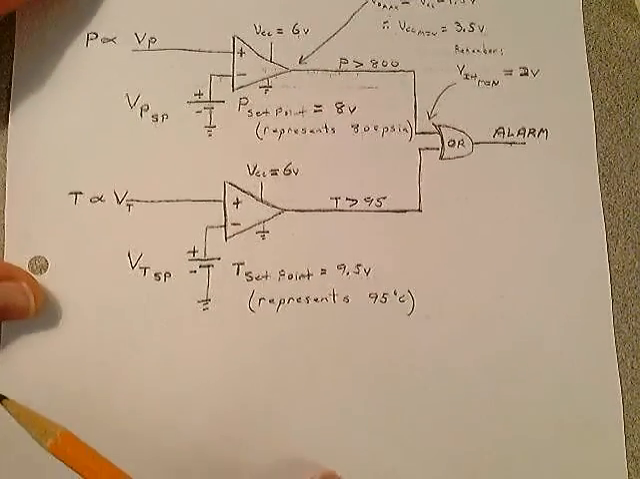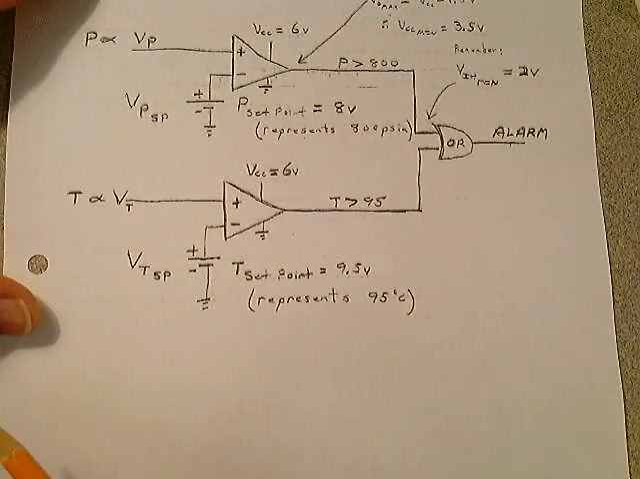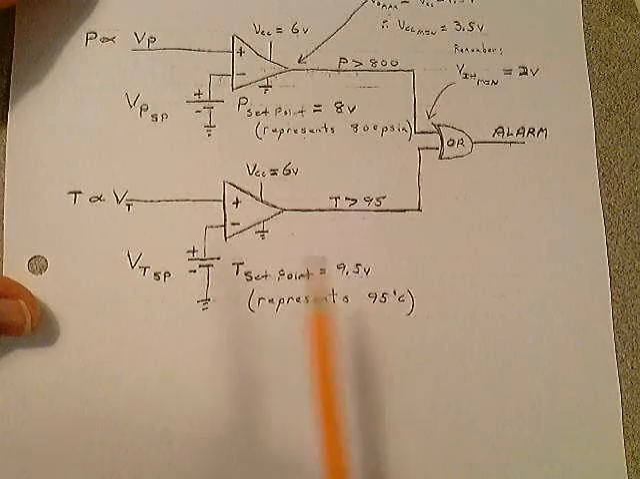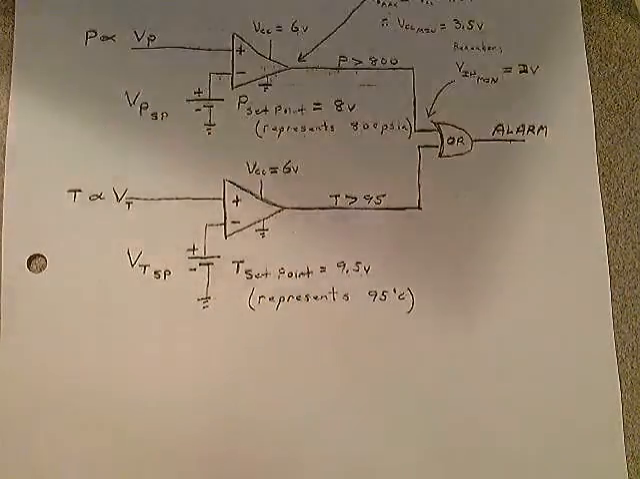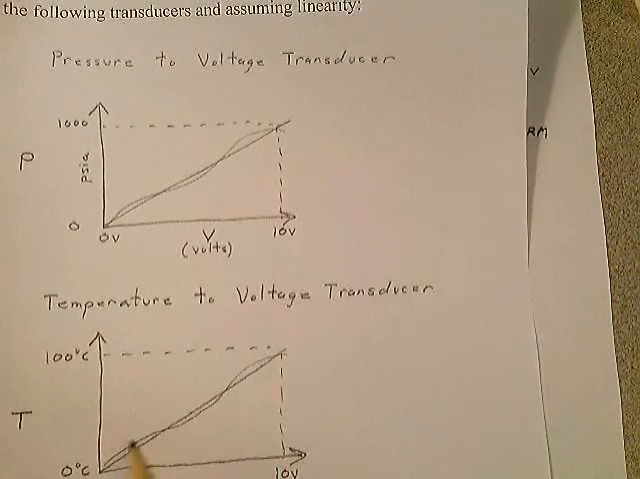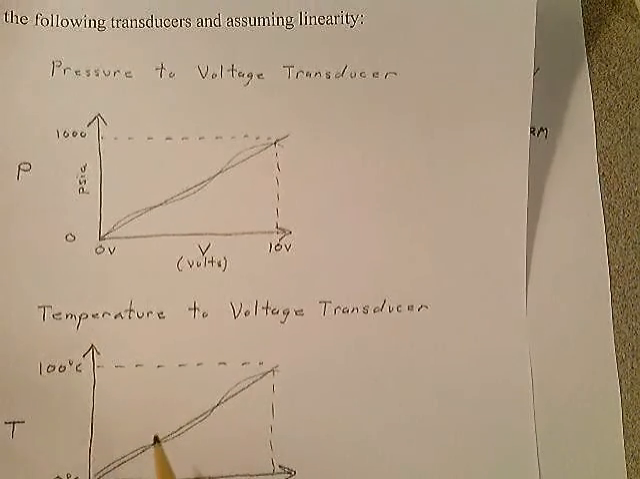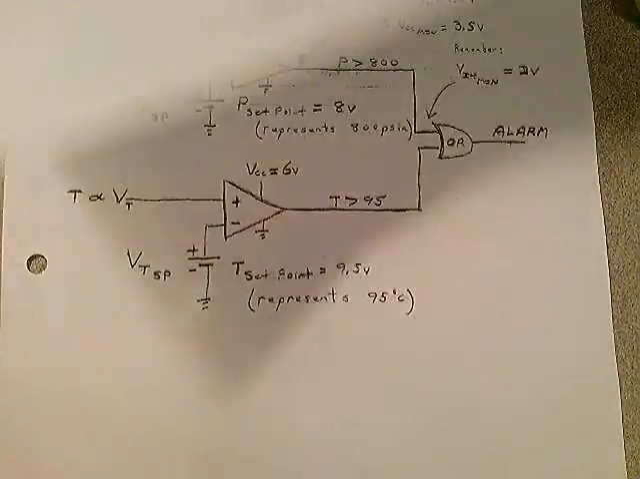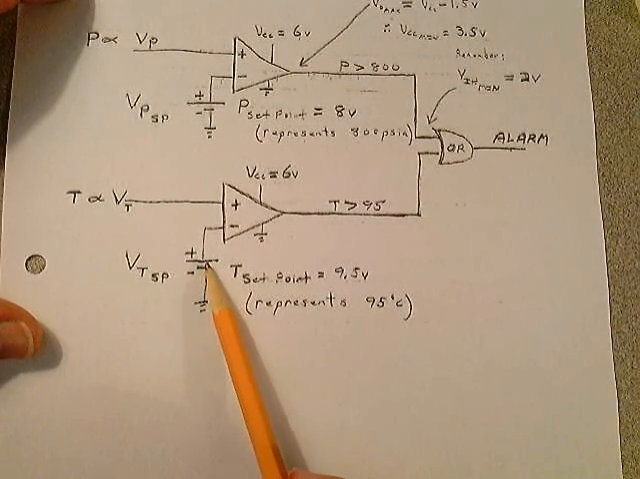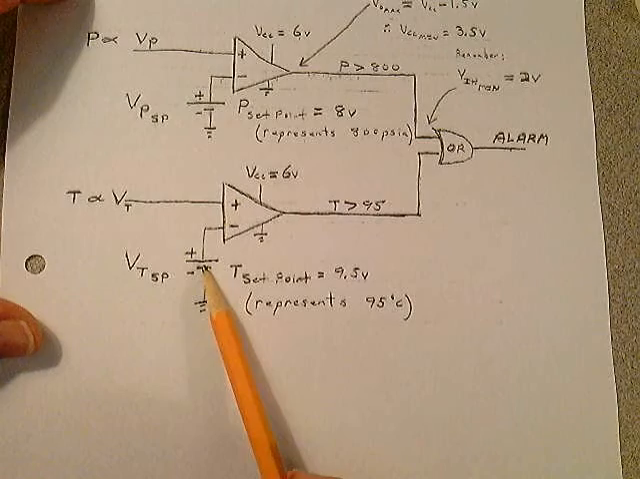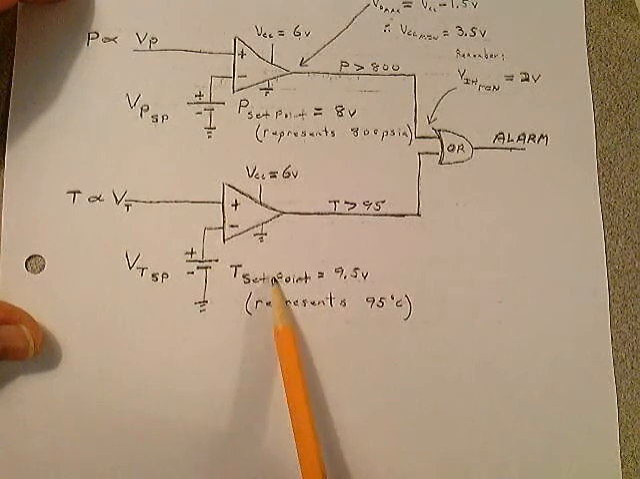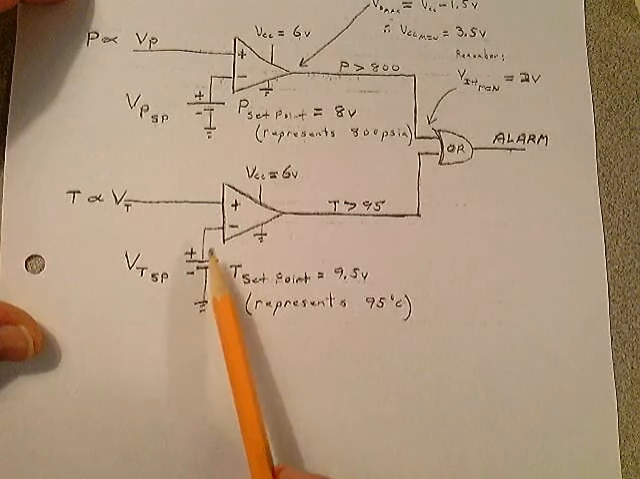Temperature works the same way. If you take a look down here, we needed a set point of 95 degrees C. If you look at the previous page, 9.5 volts is going to give us 95 degrees C if we assume linearity in this temperature transducer here. So we just set up a battery, but you do it through a voltage divider and a potentiometer. That's the way they do it. You set up 9.5 volts here as a set point. 9.5 volts represents 95 degrees C.